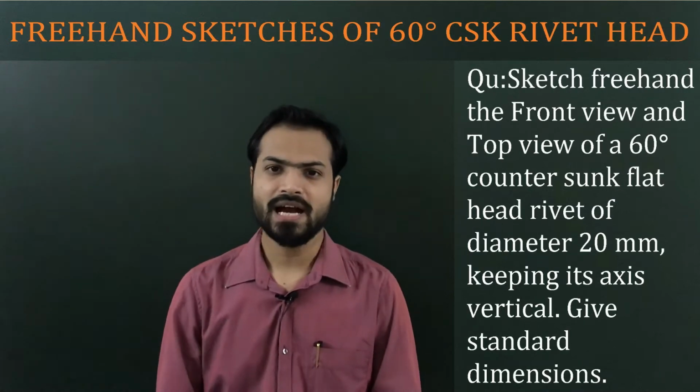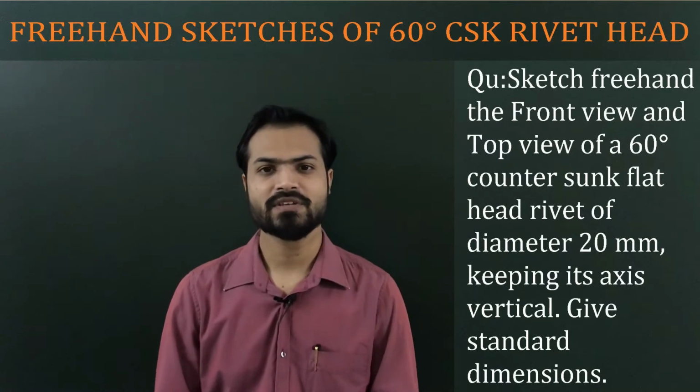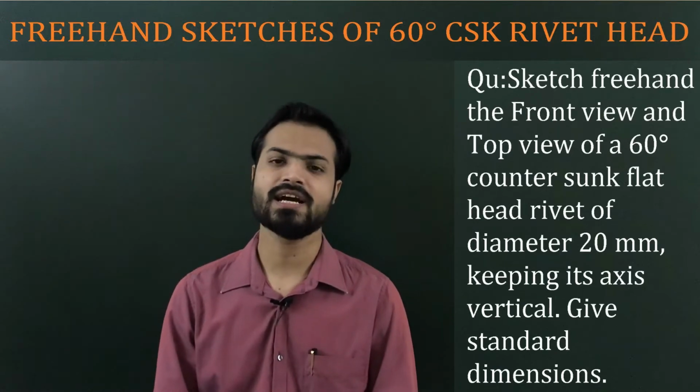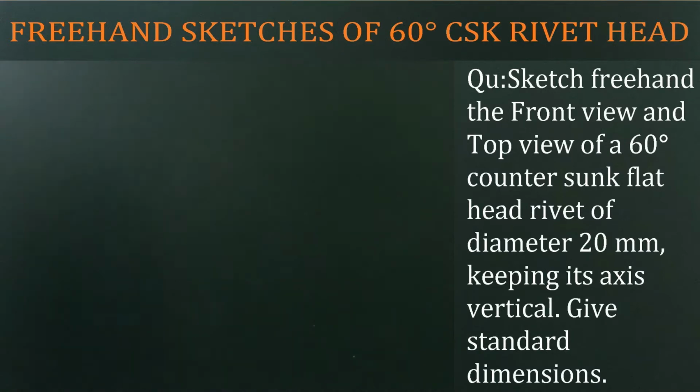Hello everyone. After snap head and pan head type rivet, let's discuss 60° CSK, 60° countersunk flat head type rivet. Let's begin with today's problem. Sketch freehand the front view and top view of a 60° countersunk flat head rivet of diameter 20 mm, keeping its axis vertical. Give standard dimensions.